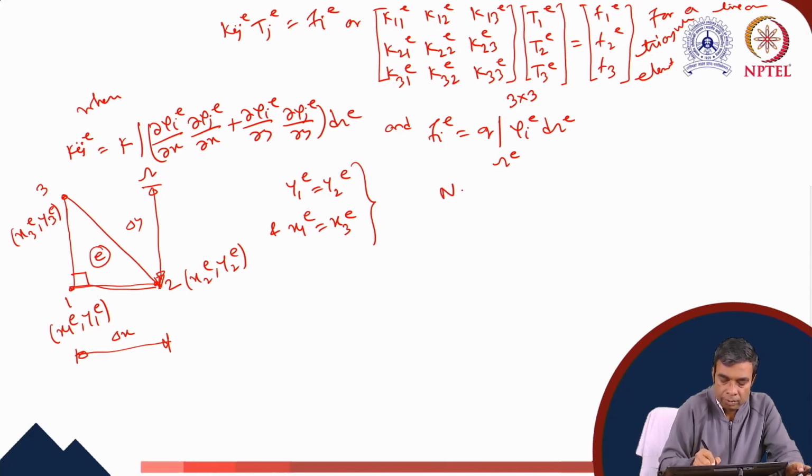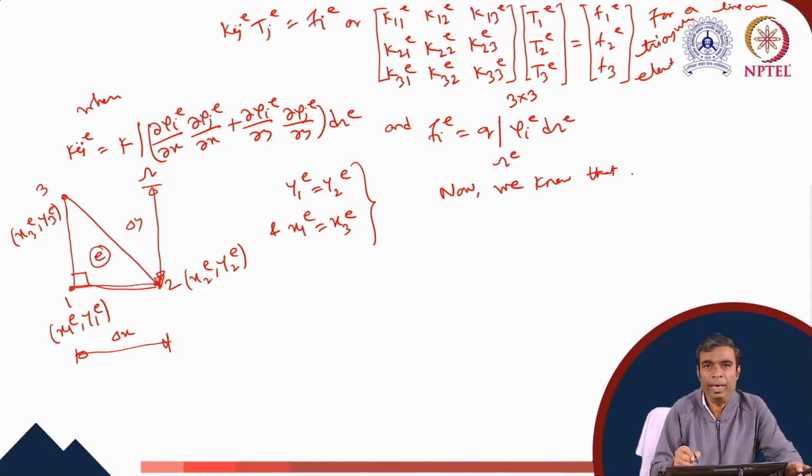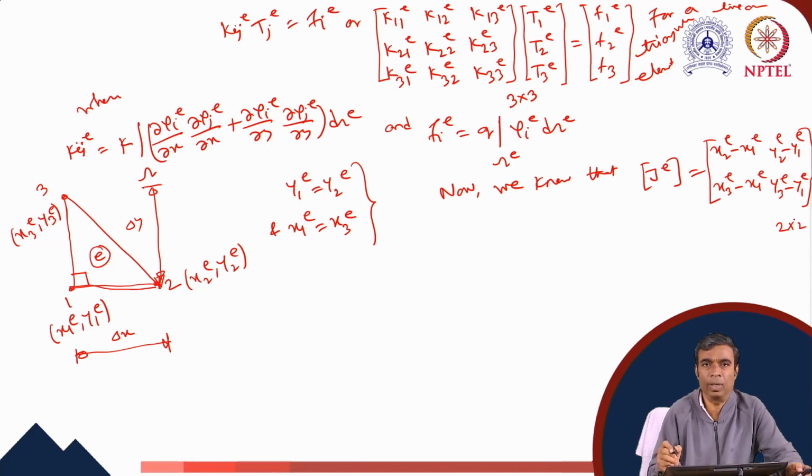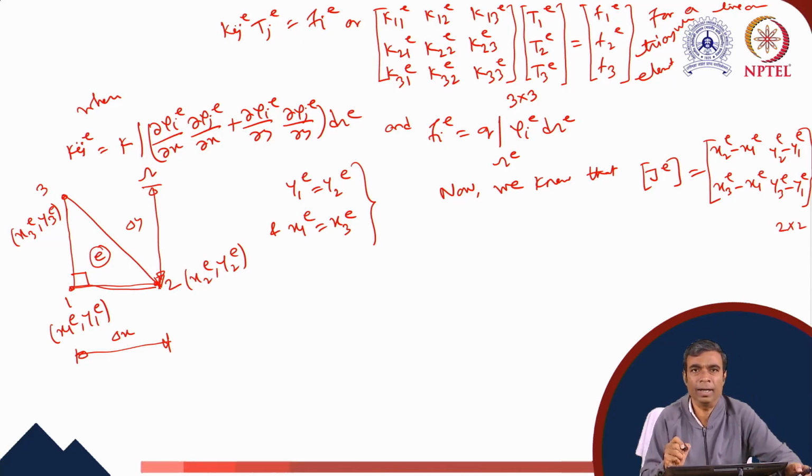Now we know that the Jacobian matrix for this triangular element is given as Je equals x2e minus x1e, y2e minus y1e, x3e minus x1e, y3e minus y1e. So this is a 2 by 2 matrix for the linear triangular element. This derivation was done in the 5th week.